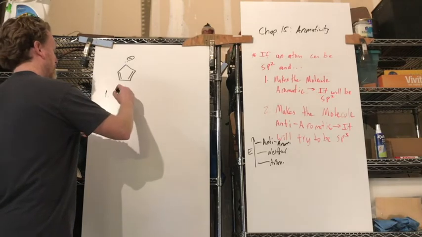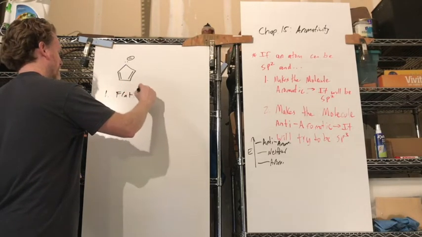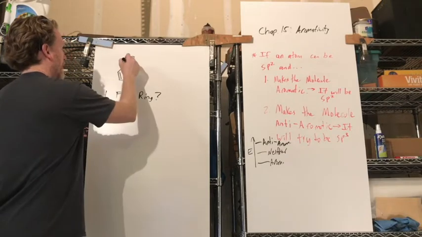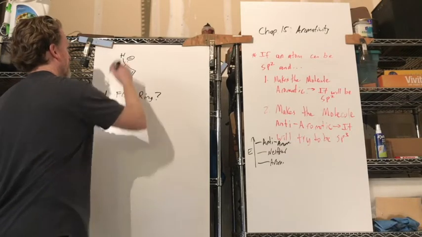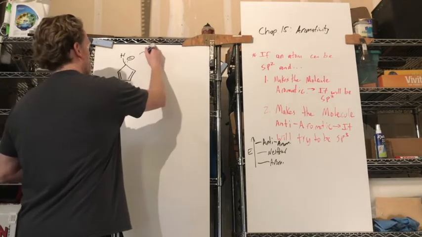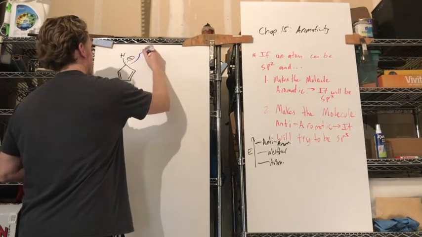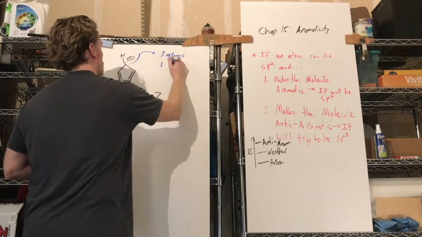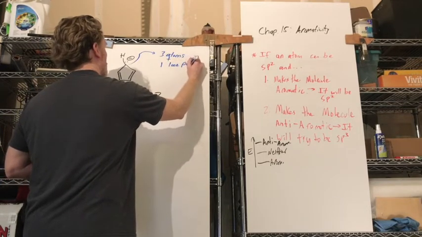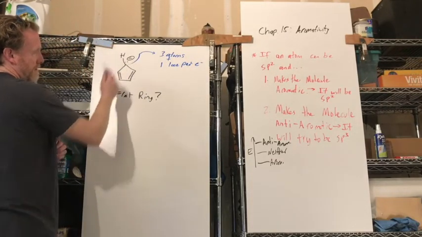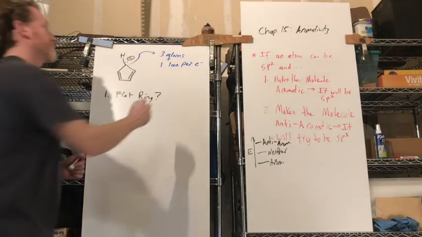Step one, can it be a flat ring? So that anion has a single hydrogen on it, and your first guess from a general chem perspective should be saying, oh, this carbon has three atoms plus one lone pair of electrons. So see how that carbon there has one, two, three atoms and a lone pair? So it should be sp3.